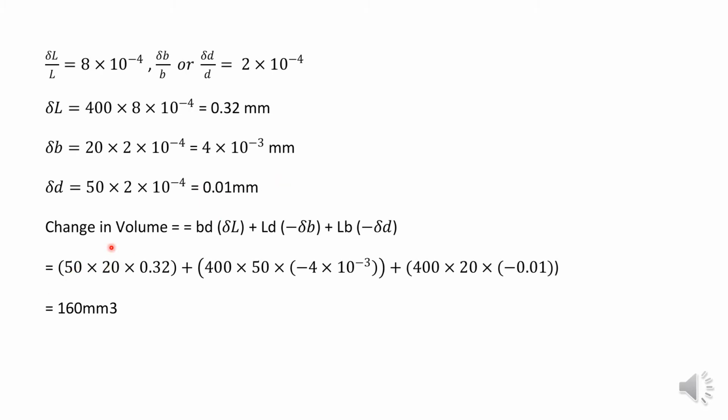Now the change in volume can be found out by using the equation BD into delta L plus LD into minus delta B plus LB into minus delta D, where delta L is positive because the length increases, while the breadth and depth decrease, so we put a negative sign on breadth and depth. Apply the values in this equation and find out the value of change in volume. So we got the values for change in dimensions, change in volume, and also the bulk modulus.